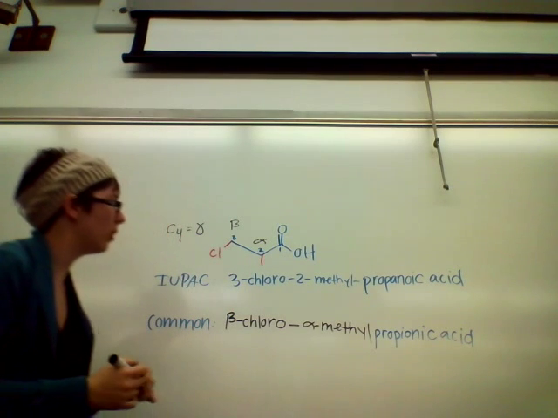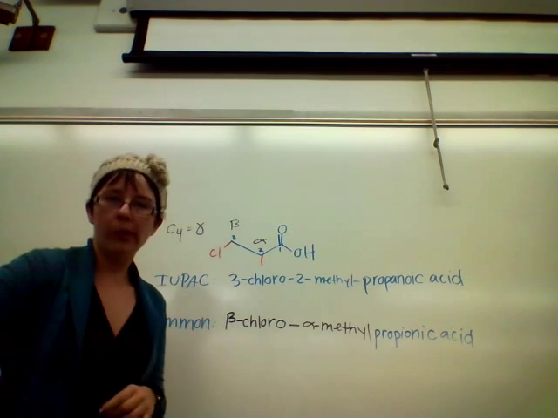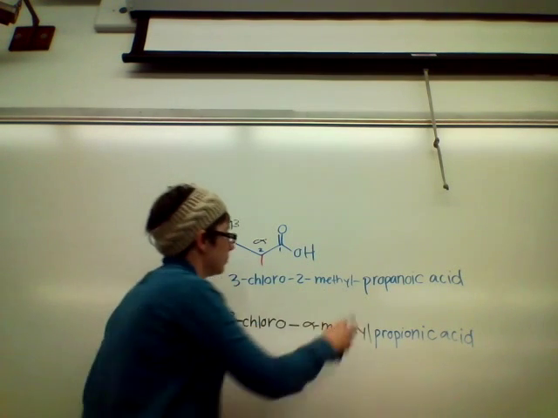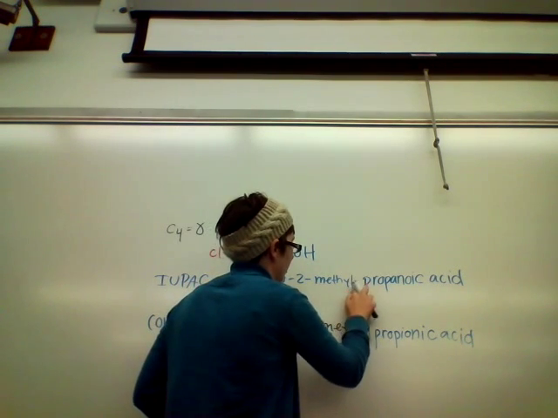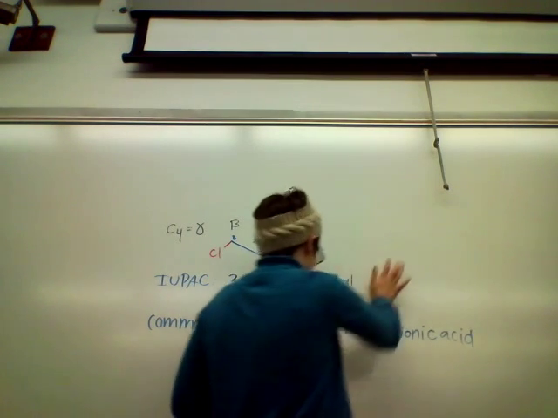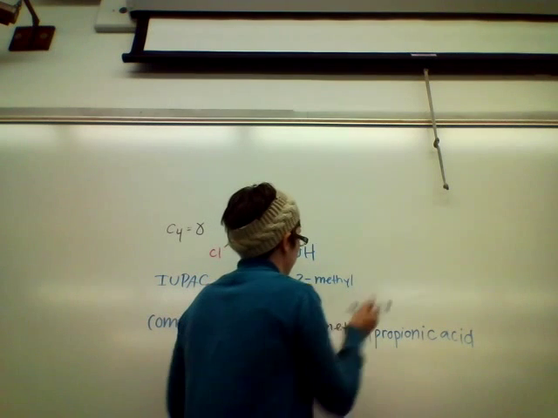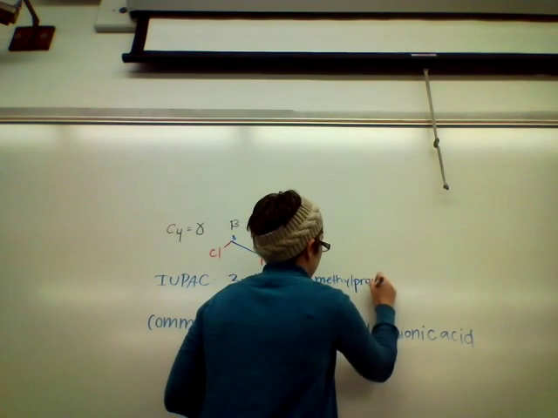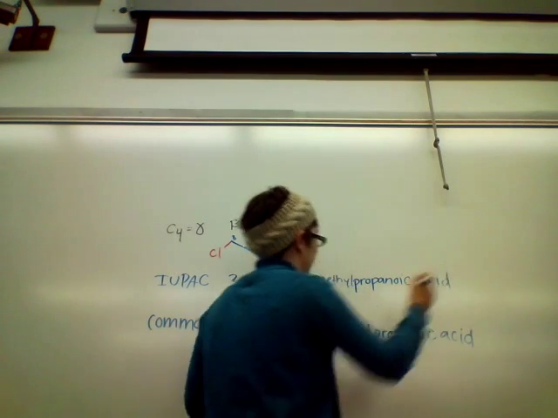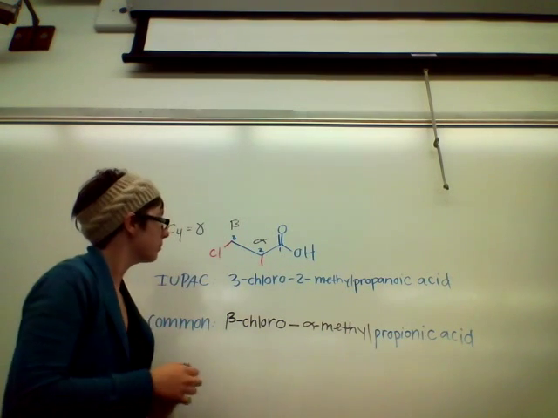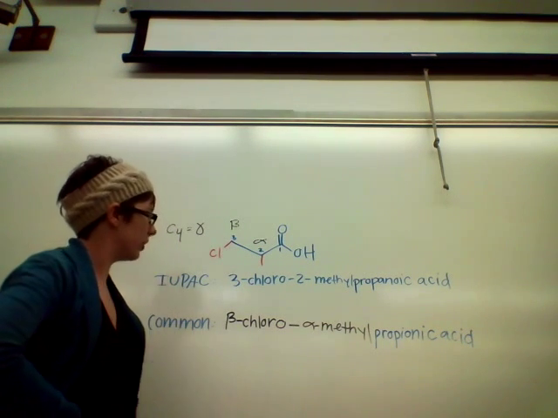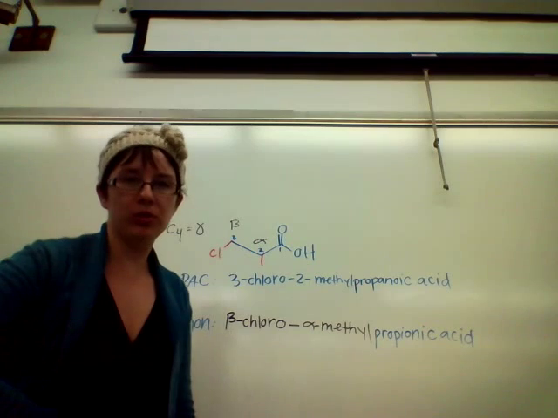Beta-chloro, alpha-methyl propanoic acid. Wait a second, there's something wrong with this one up here. What's wrong with this? There shouldn't be a hyphen there. And this is all one thing. My apologies. Propionic acid. Cool. So, let that simmer in your head for a second, and we'll do some more naming.